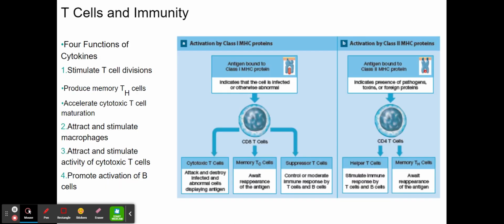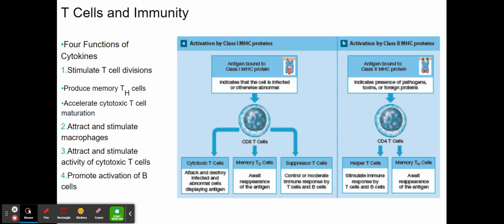Upon activation, helper T cells with CD4 markers undergo a series of divisions that produce both active helper T cells and memory helper T cells, also called memory TH cells. The memory helper TH cells remain in reserve. The active helper T cells secrete a variety of cytokines that coordinate specific and nonspecific defenses and stimulate cell-mediated and antibody-mediated immunities. These cytokines do the following.